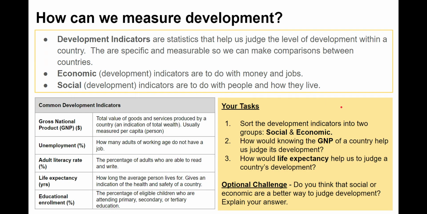As you can see, they are really useful things to help us judge or draw conclusions about the level of development within a country. However, they are not without their problems. What we're going to look at next is some of the problems that we might find around using development indicators, and have a think about if there is a better way to use these indicators to get a more accurate impression of what development is like within a country.